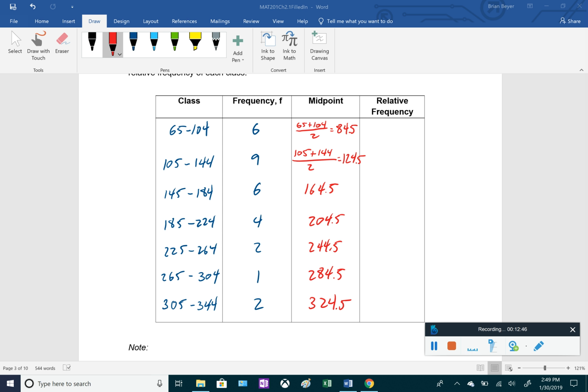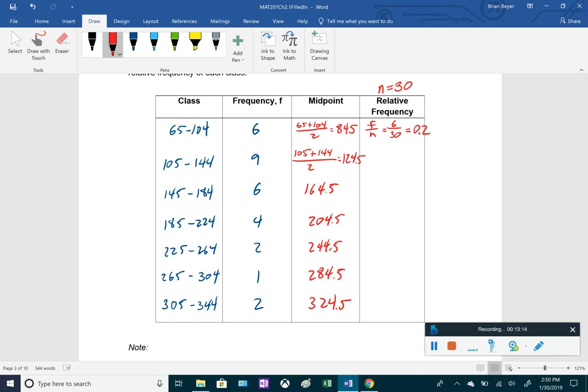So the relative frequency was f over n. It was the frequency for the class, which is f, which we have on this table, divided by the sample size or the total number of data entries, which was 30, which I just wrote up here. So for the first class, it's going to be f over n, which is 6 over 30, and we get 0.2.